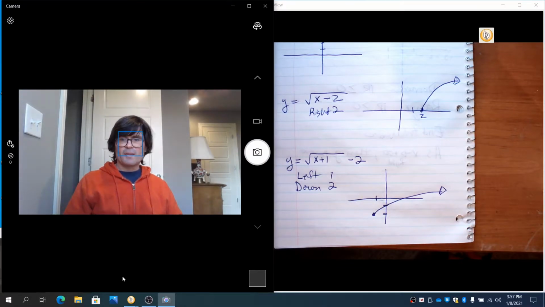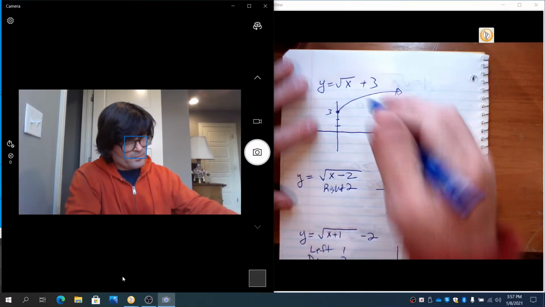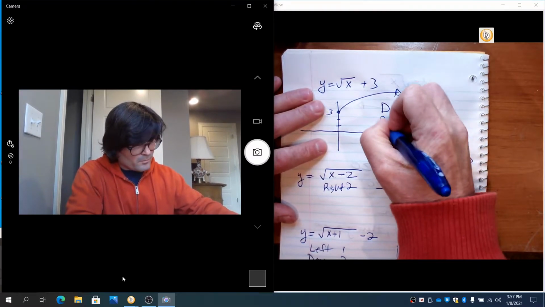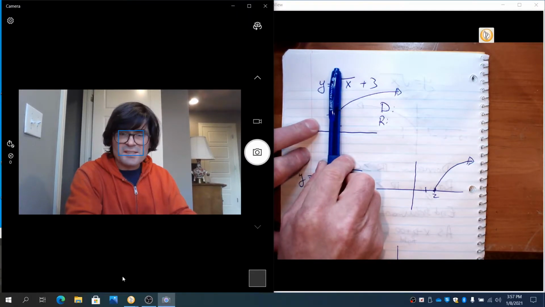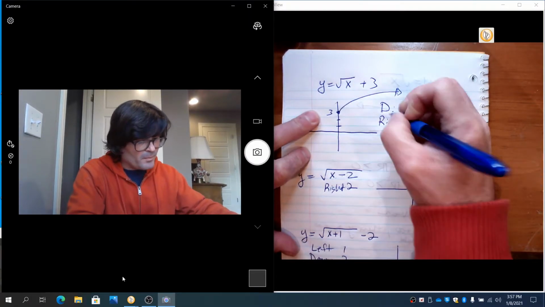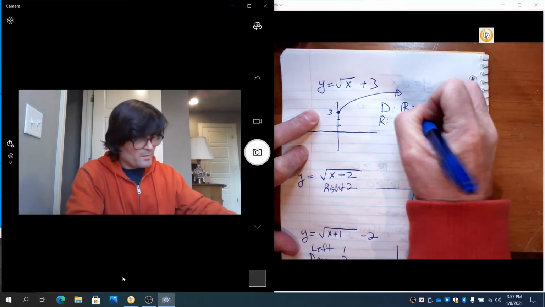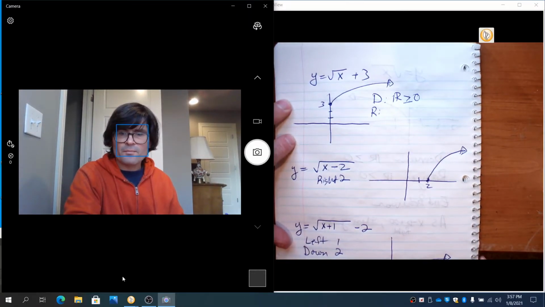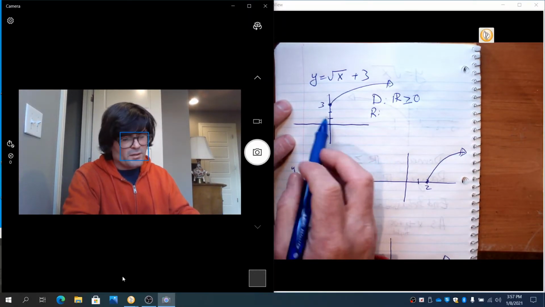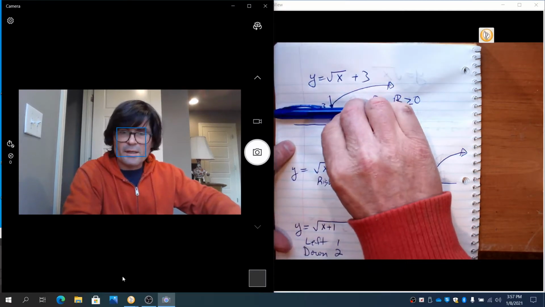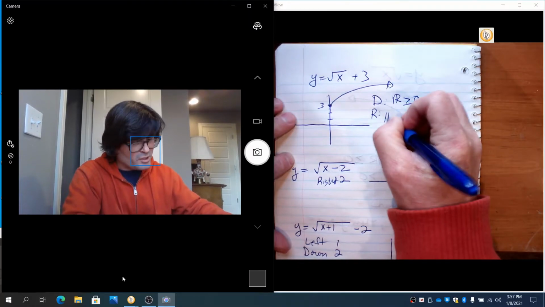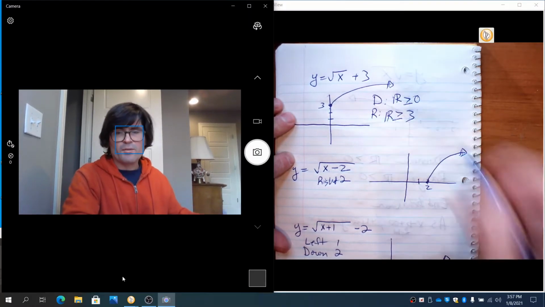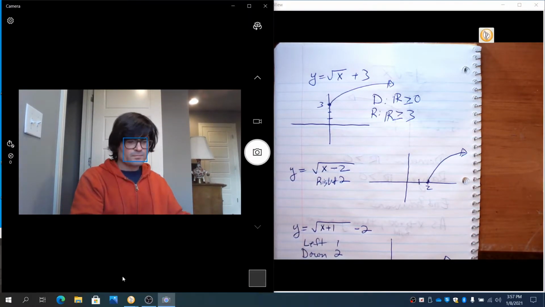So let's talk about the domain and the range of each of these. The domain is what x values are on the graph here. It starts at 0 again and goes right. So the domain here is all real numbers bigger than or equal to 0. The range here, this time we start at 3 and we go up. Last time we started down here, but now we've shifted up 3. So the range has shifted up 3 to be 3 and bigger.